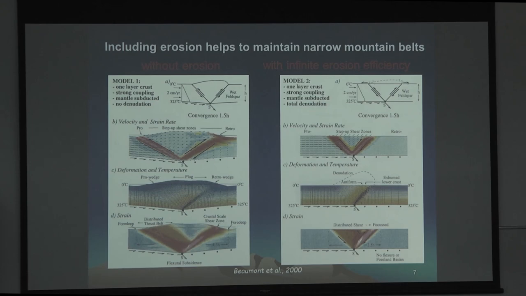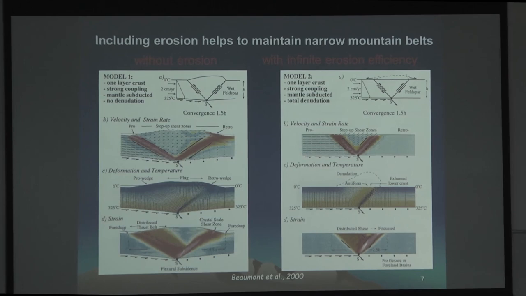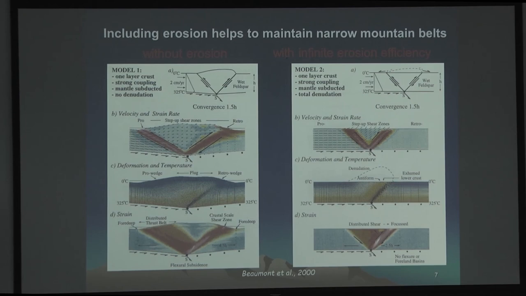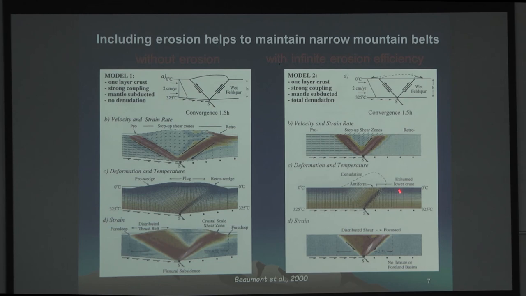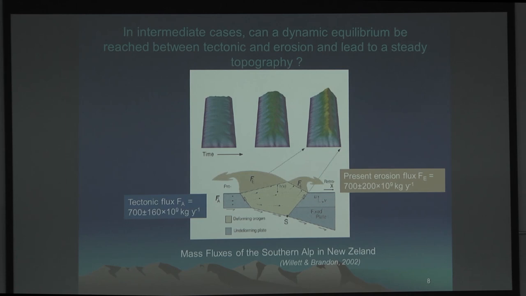So you can see that having erosion or no erosion will completely affect the final shape of your orogen. In one case, you will get some orogenic plateau. In one case, you will get just a narrow mountain range. Obviously, this is just a numerical result, and in particular, it's quite schematic in the sense that all the material is eroded. In nature, obviously, we are in an intermediate situation, and there is always some topography remaining.